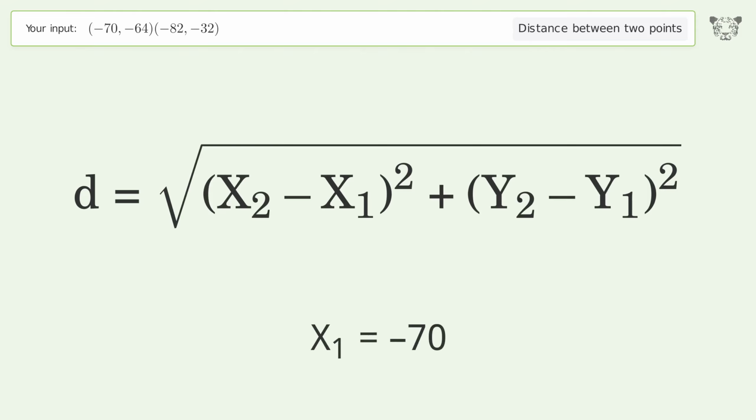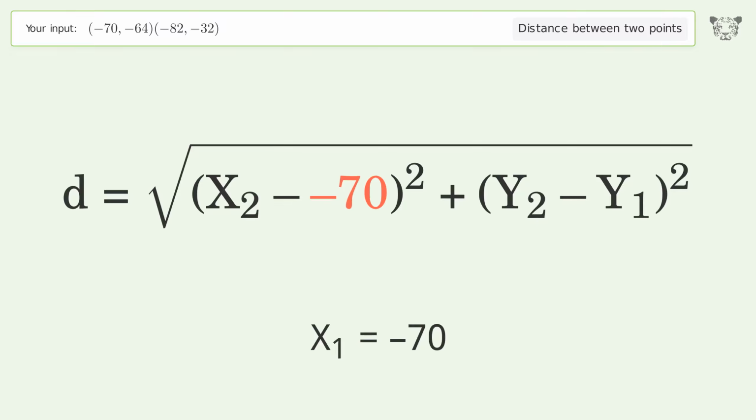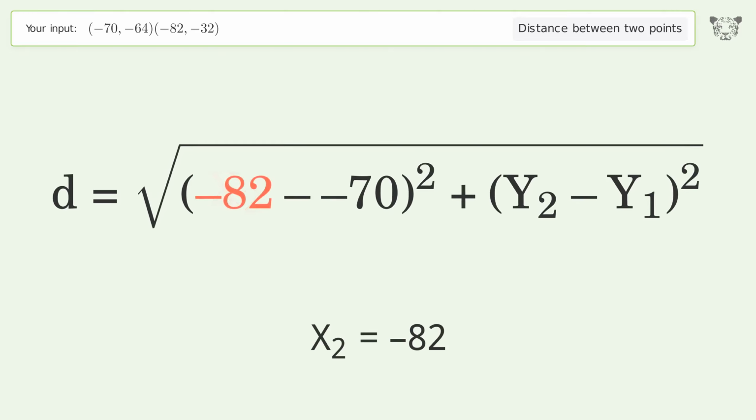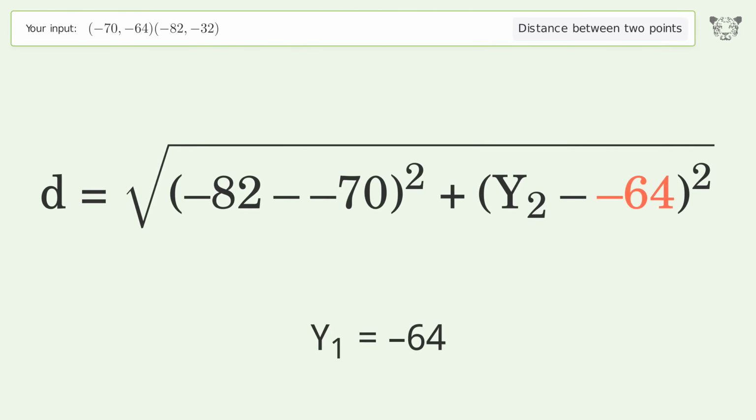x1 equals -70. x2 equals -82. y1 equals -64. y2 equals -32.